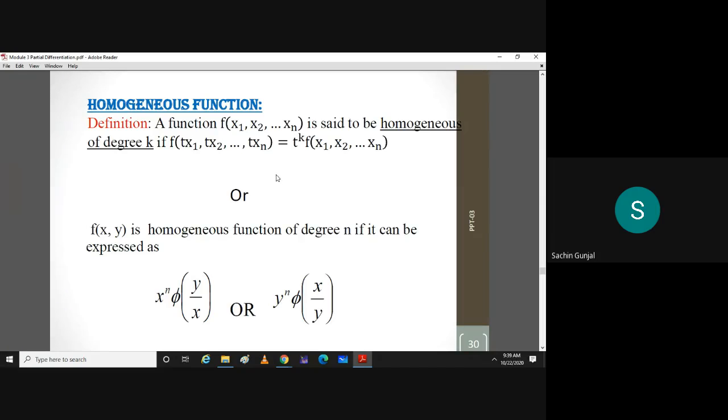In other words, f of x, y is homogeneous if you can take x raised to n common throughout the function, and the remaining function is a function of y by x. Then this n is called the degree of that homogeneous function. Similarly, if you are able to take the power of y common throughout the function, and the remaining function is a function of x upon y, then that function is called a homogeneous function of degree n.